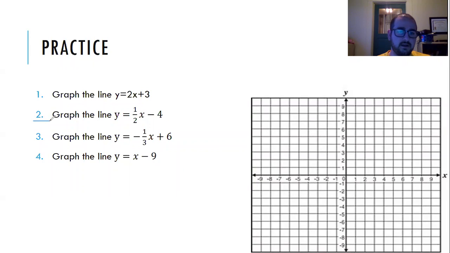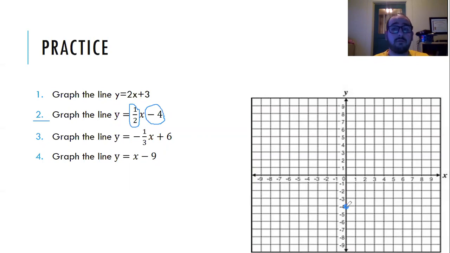Graph the line y = 1/2 x - 4. There's one thing that's different about this one. And that one thing is not only that the y-intercept is negative, but our slope is actually a fraction. So let's start with the y-intercept being a negative. So on the y-axis, find -4 right here.